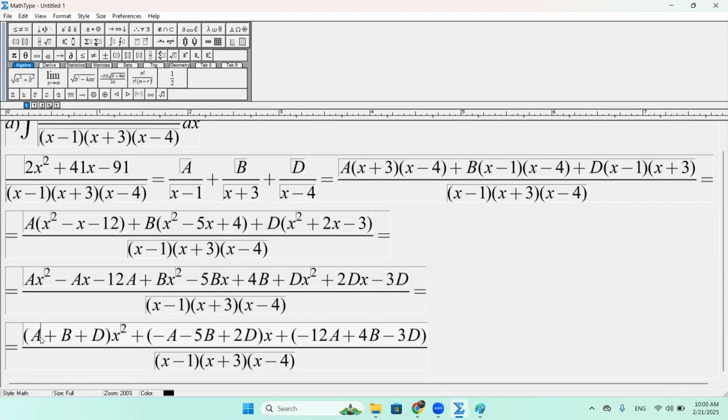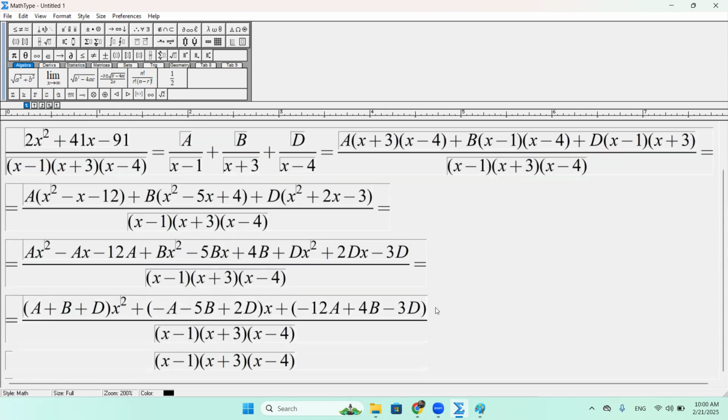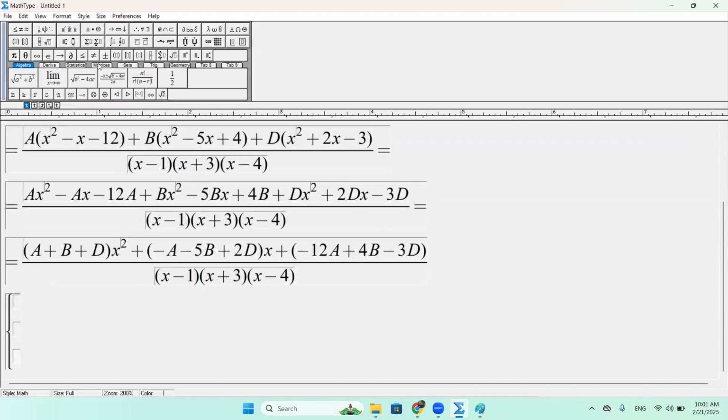Yeah, I understood. Actually, a plus b plus d equals 2. Minus a minus 5b plus 2d equals 41. And minus 12a plus 4b minus 3d equals minus 91. Maybe I understood something incorrectly before. So we actually have a system of linear algebraic equations with respect to these coefficients.